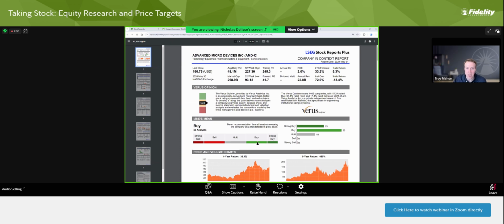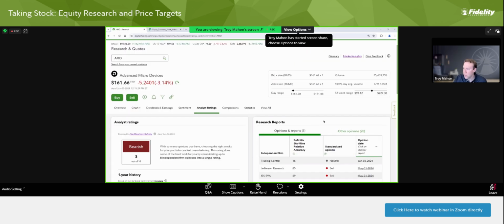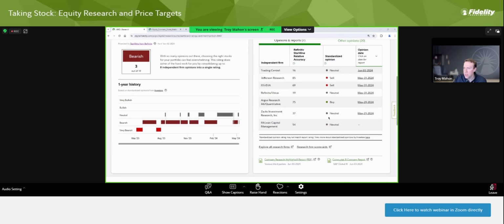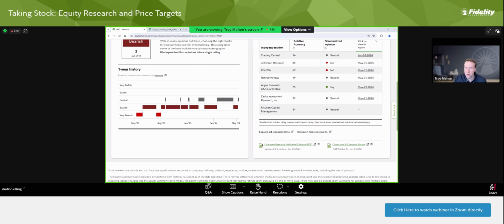Feel free to grab it right back anytime you need to, Nick. But one of the things I'll look at too, and for screen share purposes it'll pull up in a new tab, so I'm not sure if I can quite show it, but there are some other reports where it'll have everything in one little report. That's what this company research highlights report will have here too.